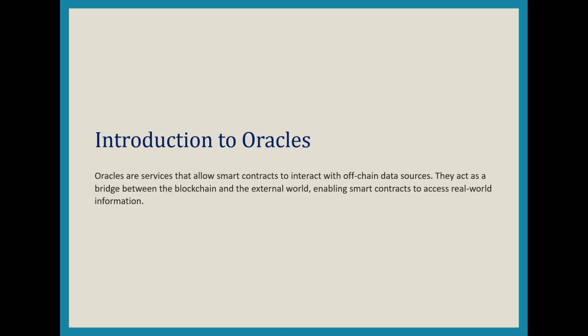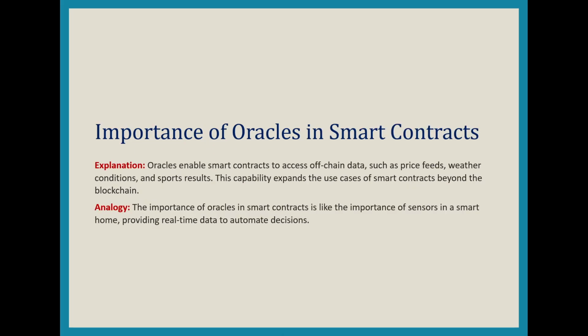Smart contracts by design cannot access data outside their blockchain environment. Oracles serve as a bridge between the blockchain and the outside world, allowing smart contracts to interact with real-world data and events. Moving on to the importance of oracles in smart contracts: oracles enable smart contracts to access off-chain data such as price feeds, weather conditions, and sports results. This capability expands the use cases of smart contracts beyond the blockchain.